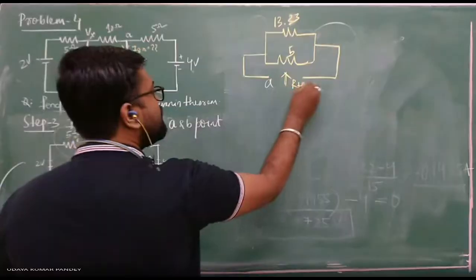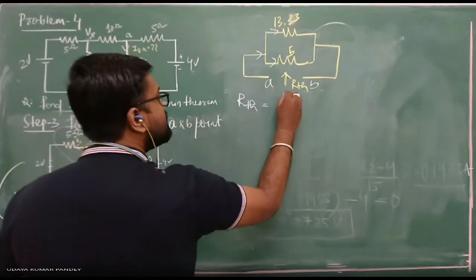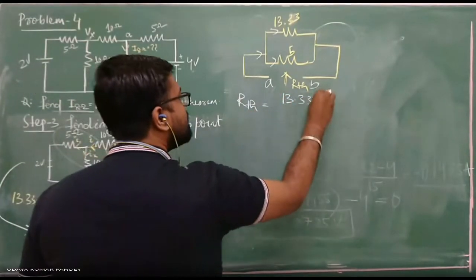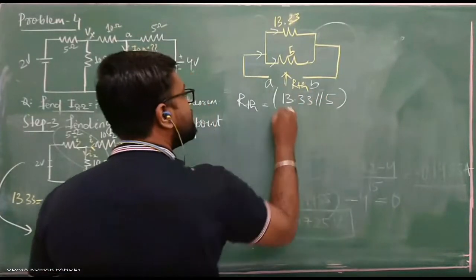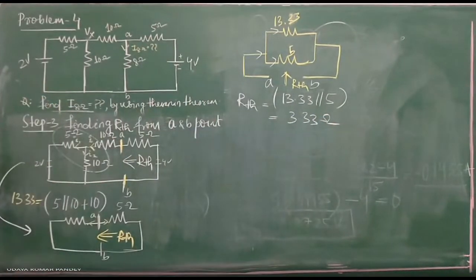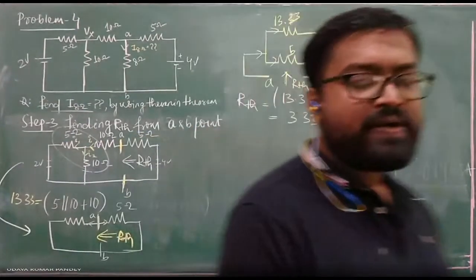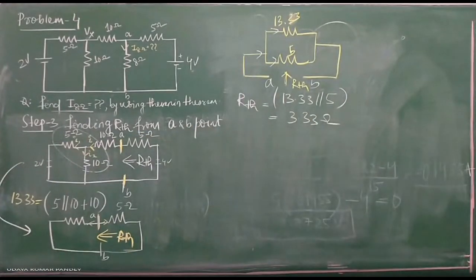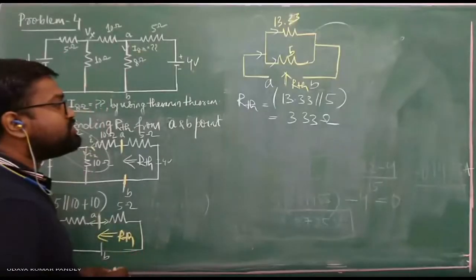3.63. 3.63, sir. Very good. Okay, your RTH is 3.63 ohm. Is it okay? Step 3, everybody clear? Step 3 is clear to everyone? Should I go to step 4 now? Yes, sir. Okay, now coming to step 4.